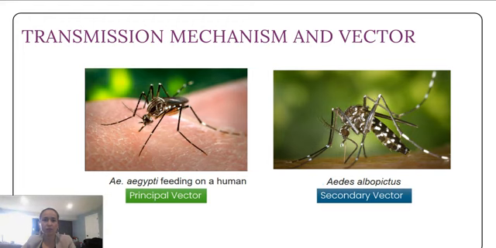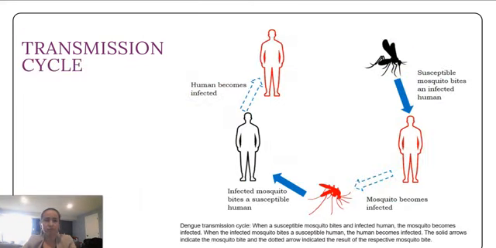Transmission mechanism and vector. The principal vector is the Aedes aegypti mosquito, the primary vector of transmission in tropical and subtropical regions. The secondary vector is Aedes albopictus, which can also transmit the virus. Transmission cycle: the mosquito becomes infected by biting a viremic person, one with the virus in their bloodstream, and following an incubation period of a few days within the insect, it transmits the virus to healthy individuals through its saliva.